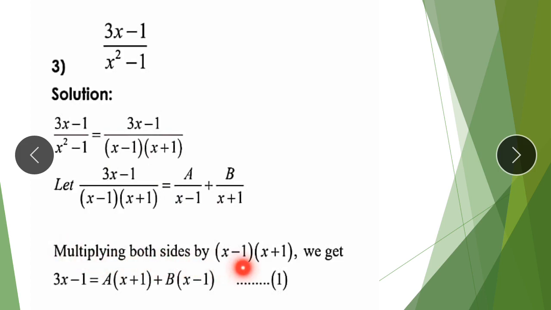Now we have to multiply both sides by the LCM in order to eliminate the fraction. So this will get cancelled, 3x minus 1. With A what will come? x plus 1, and with B, x minus 1.